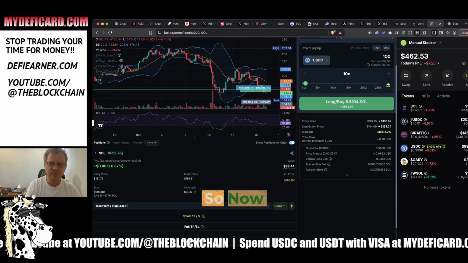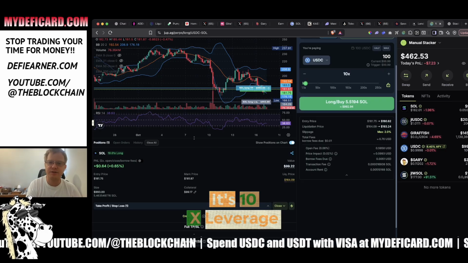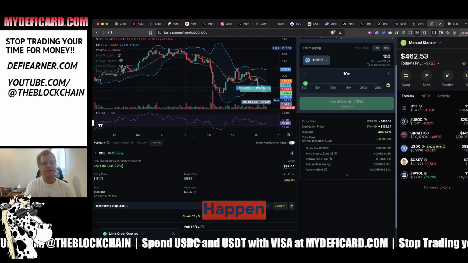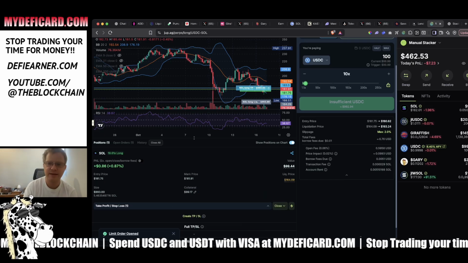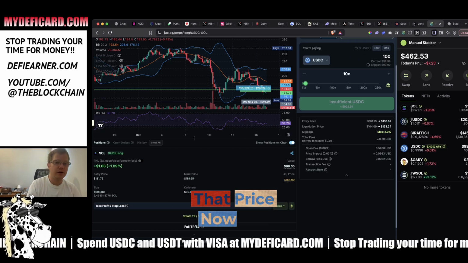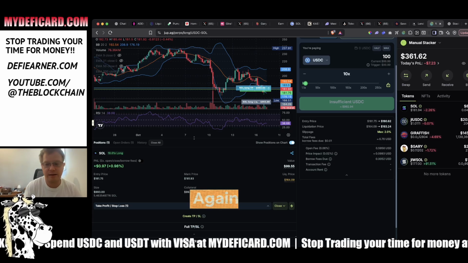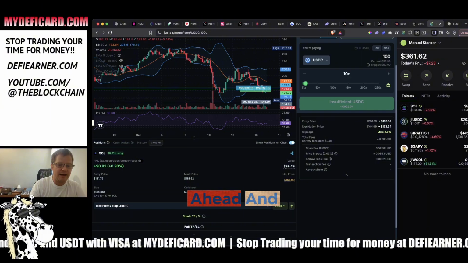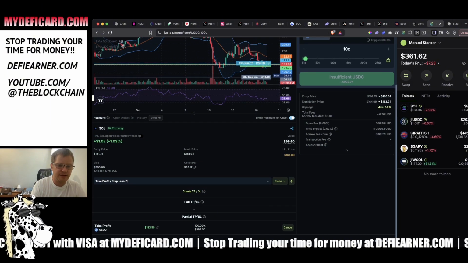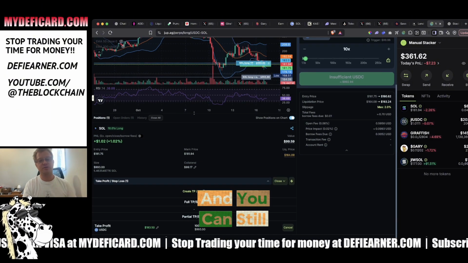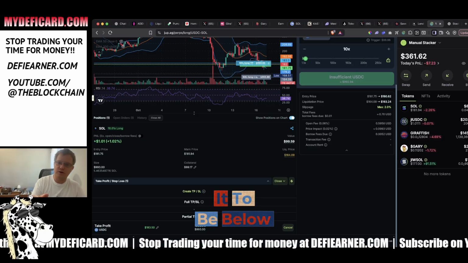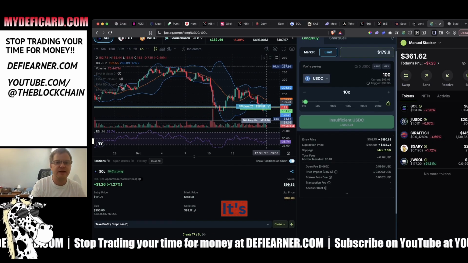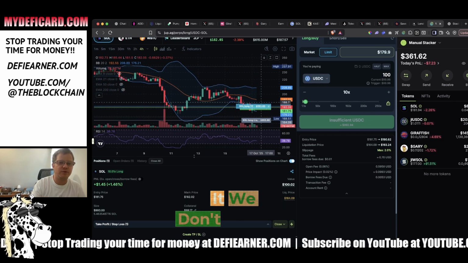So now, if I open this again, it's 10x leverage. I'm going to hit this button, and absolutely nothing will happen unless it dips to that price. Now, again, this is just some downward protection. You could still go ahead and enter a stop loss if you'd like to. Obviously, you'd want it to be below your new price, but see, it's now fluctuating.